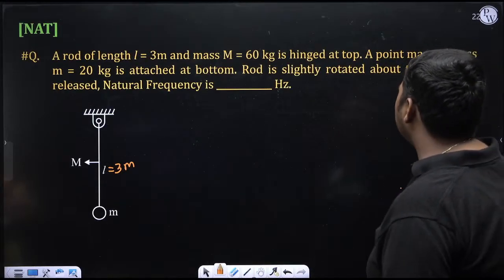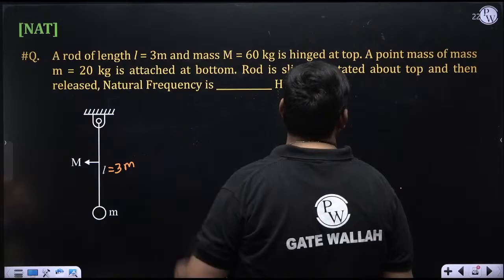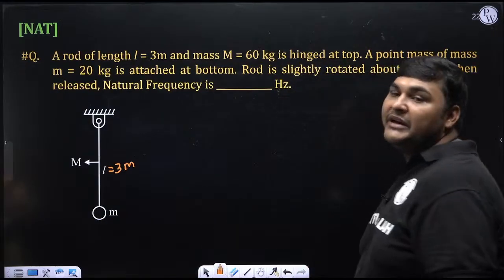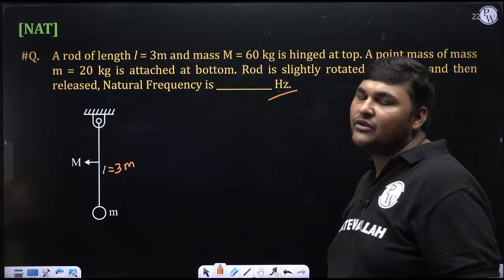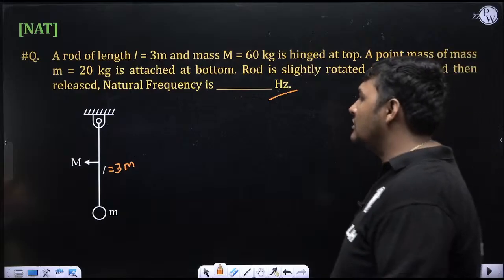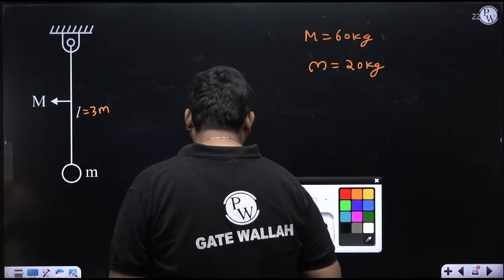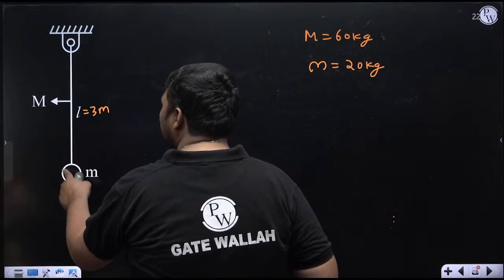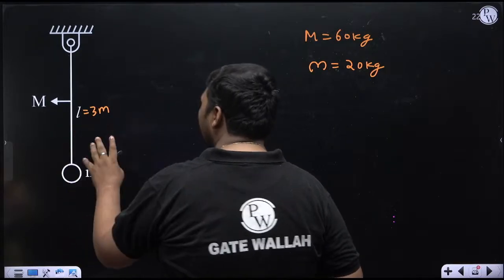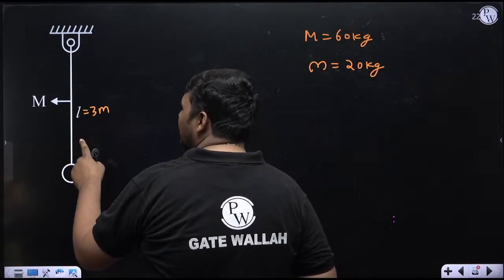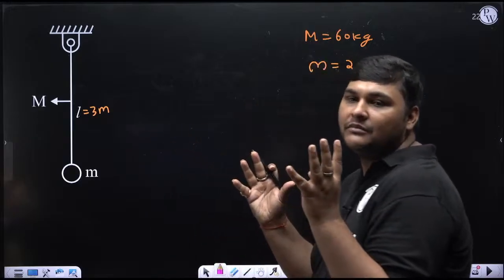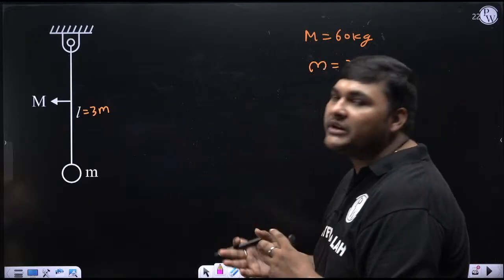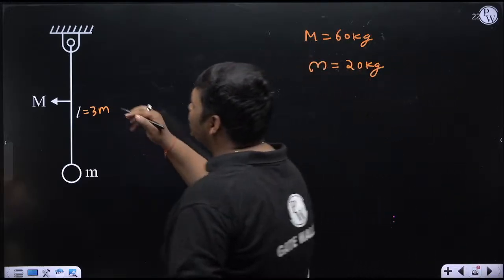The rod is slightly rotated about the top, that is about the hinge, and then released. Then what will be the natural frequency? The examiner is asking in hertz. If you calculate in radian per second, you can calculate in hertz also. So what I am doing now, first I am locating the I center. See, both the rod and the point mass are attached. So ultimately, both are separate inertial bodies, but they will act as a single system because the point mass is also attached at the rod. And you can see this rod is hinged at this location.